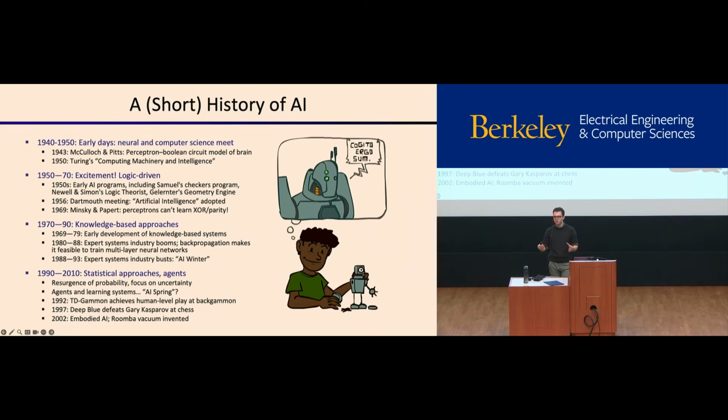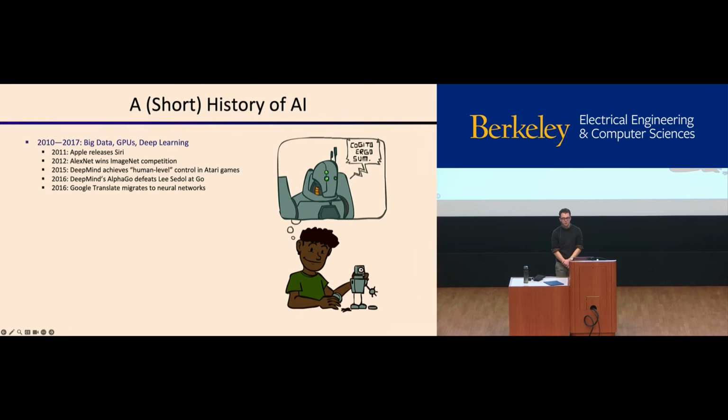And we had what was called kind of an AI spring, potentially, tentatively. And some successes also. So in 1992, there was this neural network called TD Gammon, which could achieve human-level play, like human expert level play at backgammon. And then in 97, Deep Blue defeated Kasparov at chess. And then in 2002, that's when the Roomba that I showed earlier was invented. So this is like the first instance of embodied AI really sort of taking off in a commercial way.